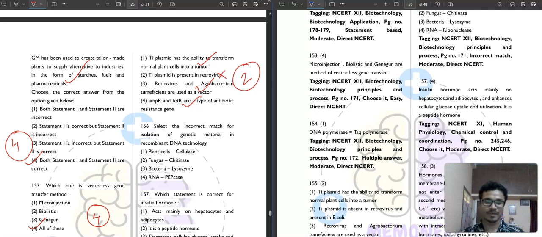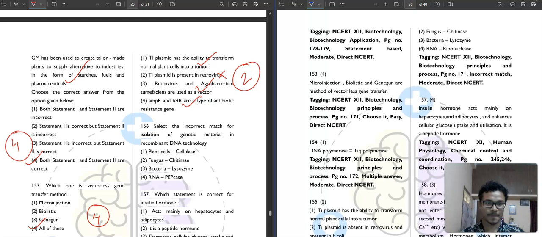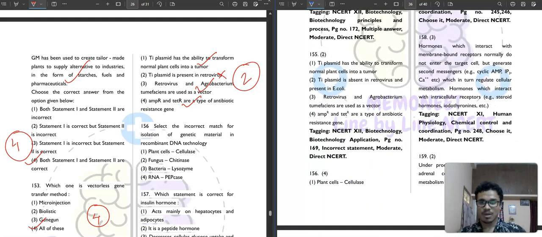Then question number 156. Select the incorrect match for isolation of genetic material in recombinant DNA technology. Incorrect match. Plant cell, cellulose, correct. Fungus, chitinase, correct. Then bacteria, lysozyme, correct. RNA, pepcase. Pepcase is not right. RNase should be the answer. So the fourth option is your correct answer.